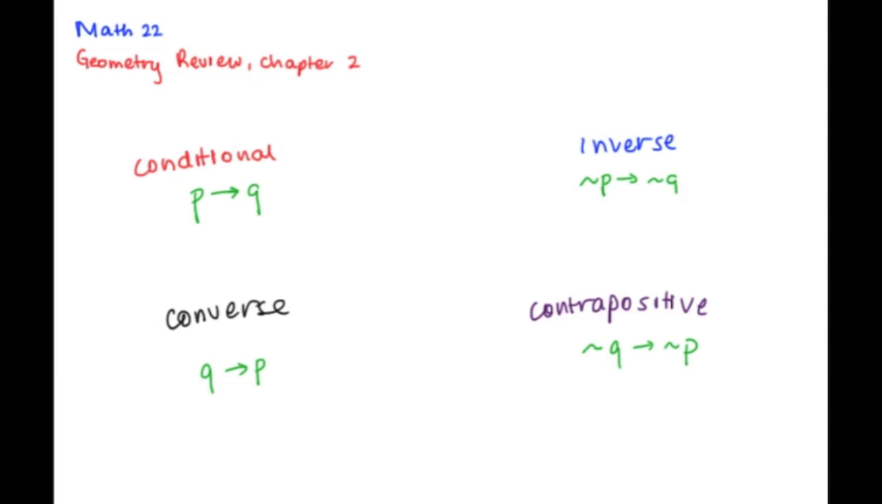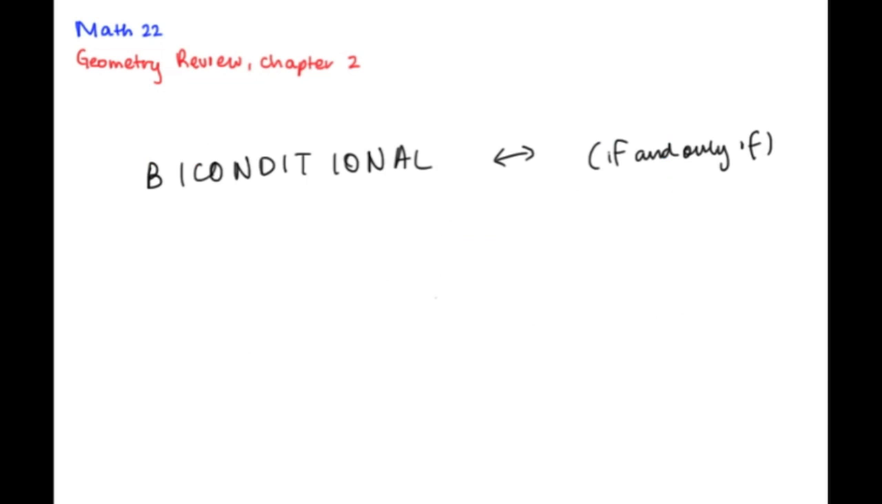Now, these values are logically equivalent, and these values are logically equivalent. And logically equivalent means that they have the same truth value. The last thing you need to know is a biconditional, and it's a double arrow going both ways, and it's read as P is this if and only if Q is this.